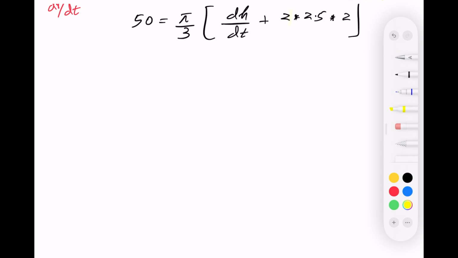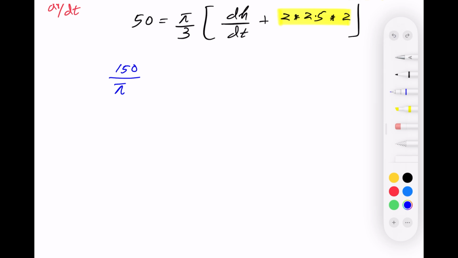You can see that this part is simplified to become a 10. Therefore, we can write down that this 3 times 50 is going to be 150, and I will divide both sides by pi. Then on the left hand side I will have 150 over pi, and then this quantity should be subtracted.